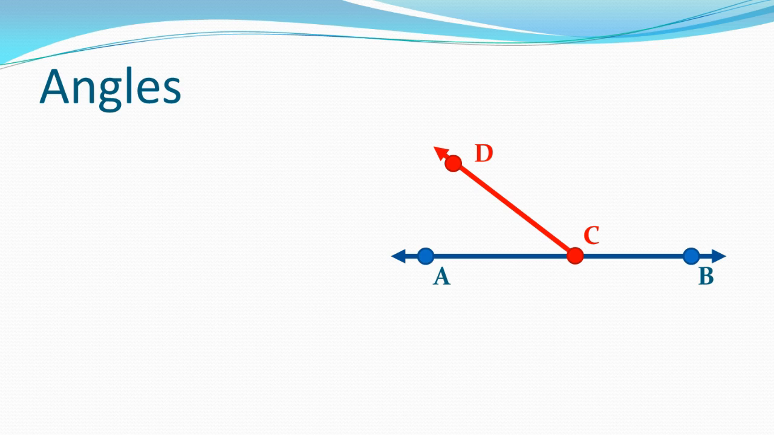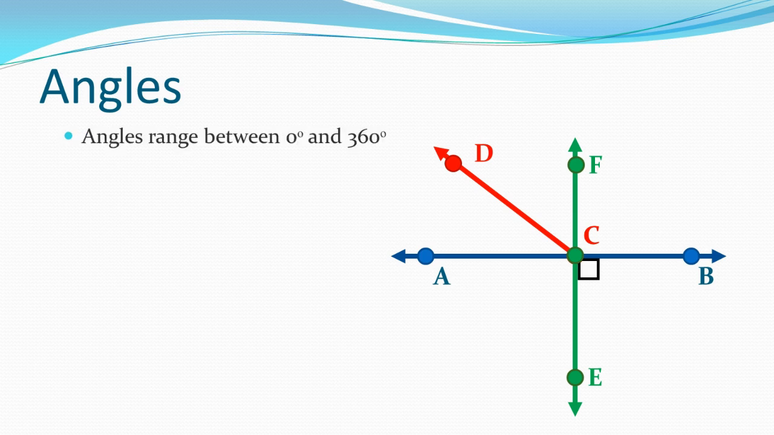Angles are more complex, but it's still the same concept that we have lines and rays interacting. So here's a line. It goes forever in both directions, line AB. Here's ray CD, because it comes to a point, it comes to a stop. And here's line FE, keeps going in both directions.